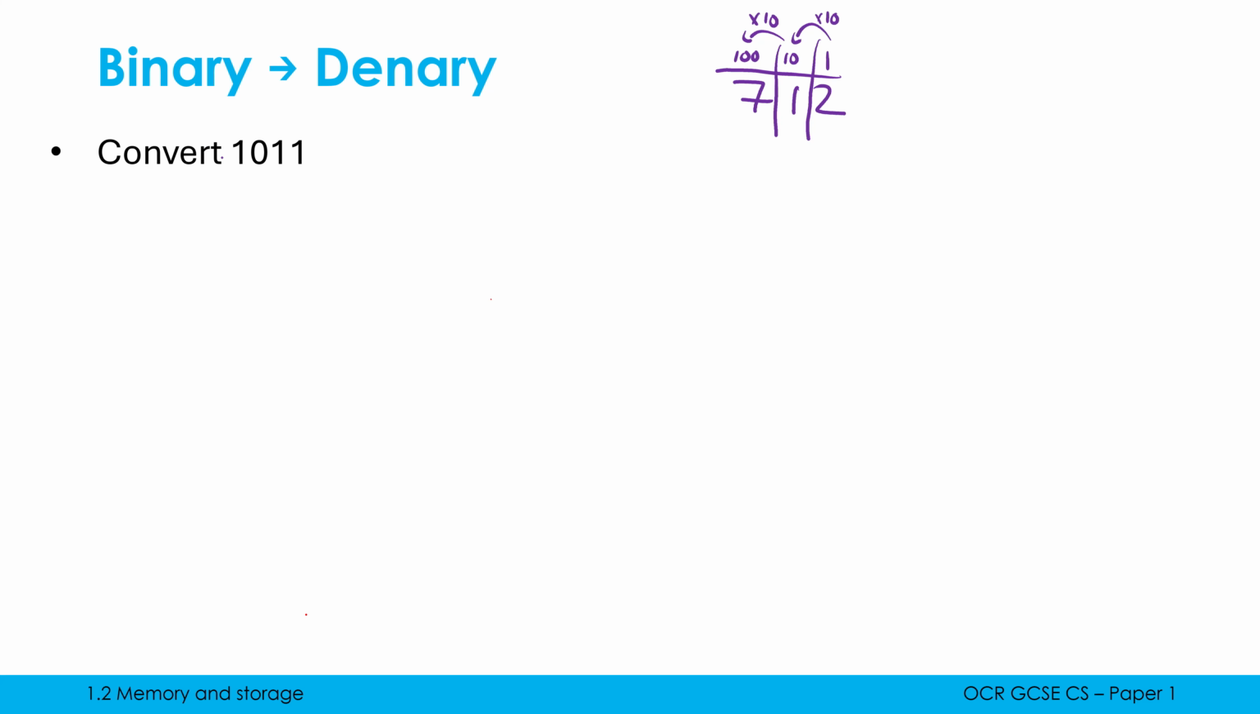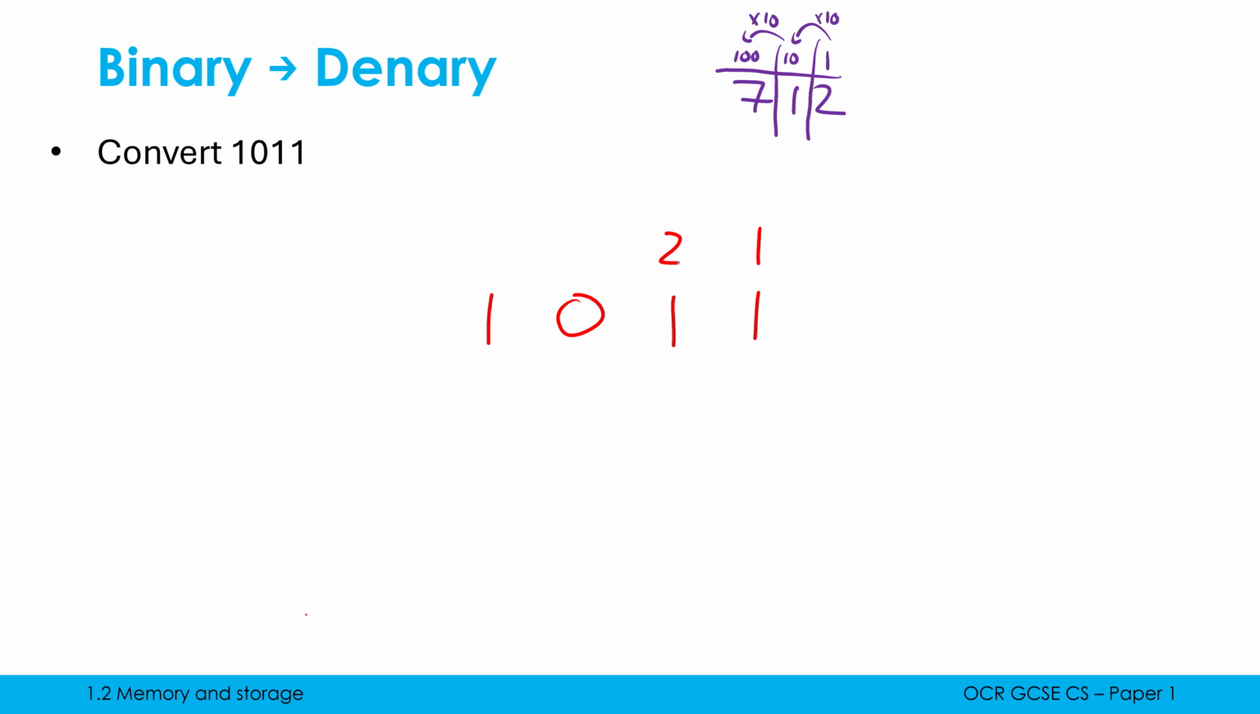So if given a question like this, I would start by writing out my number. And what we need to do is add in our place value for this number. Well, this number is in binary, so it's not going to be the same place value as denary. It's going to be the binary place values. So we do still always start with 1 as our far right place value.